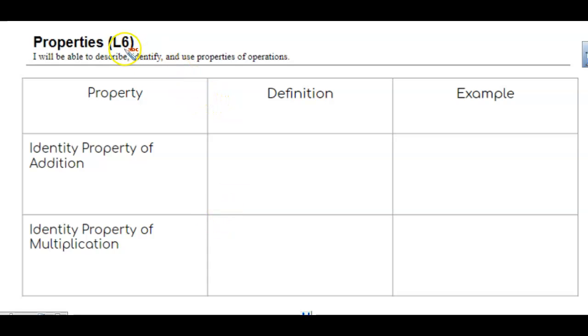All right, class, we are skipping ahead a little bit to properties, lesson 6. I will be able to describe, identify, and use properties of operations. Okay, so first of all, we have to know what the properties are.